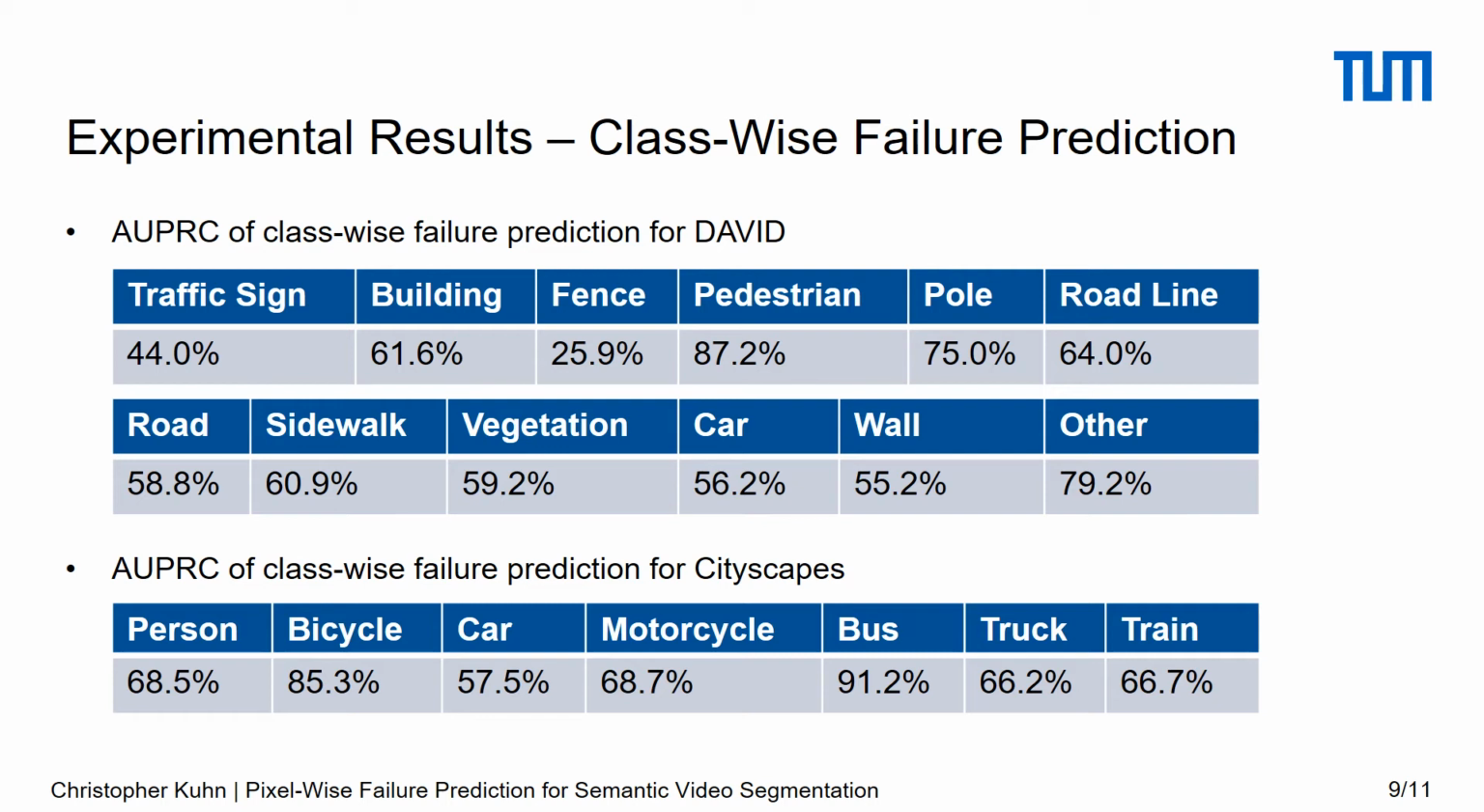Here we show only the dynamic classes, where in general the failure prediction performance is the best. Most notably, the safety critical class of person is in fact predicted really well by both methods, achieving 87% area under precision recall curve on DAVID dataset, and for bicycles 85% on the Cityscapes dataset. This really highlights how the temporal information that is especially critical for moving objects like people or cars is really helpful for predicting misclassifications of the inspected semantic segmentation model.